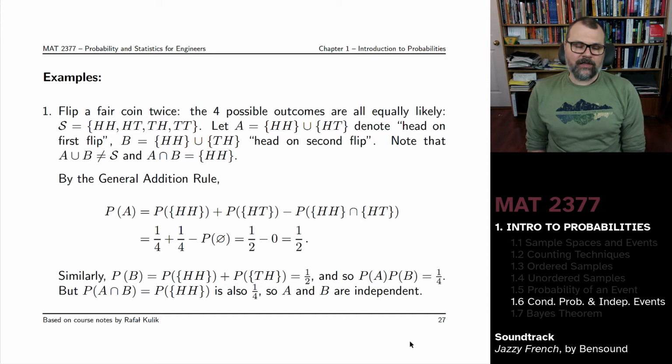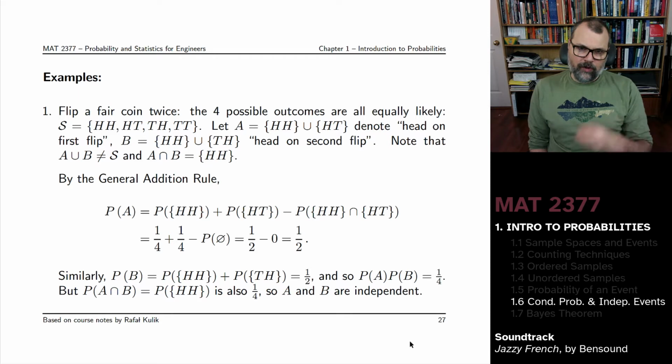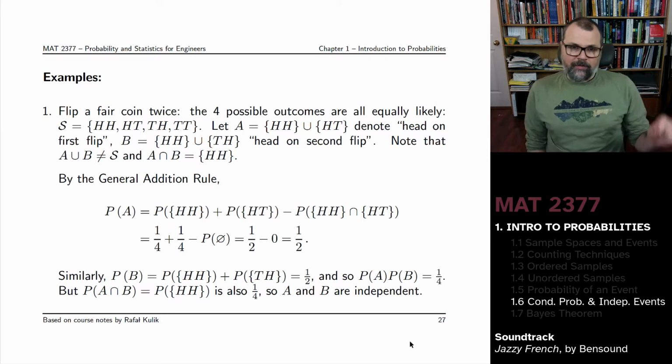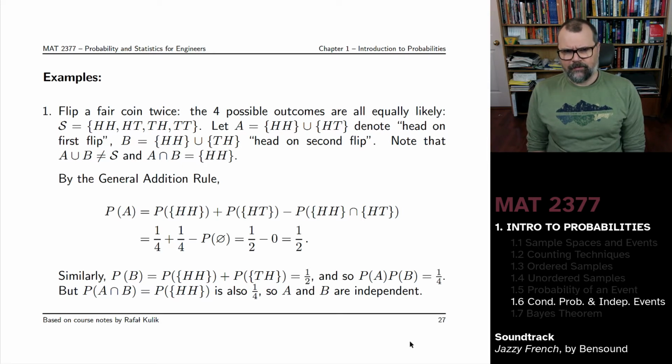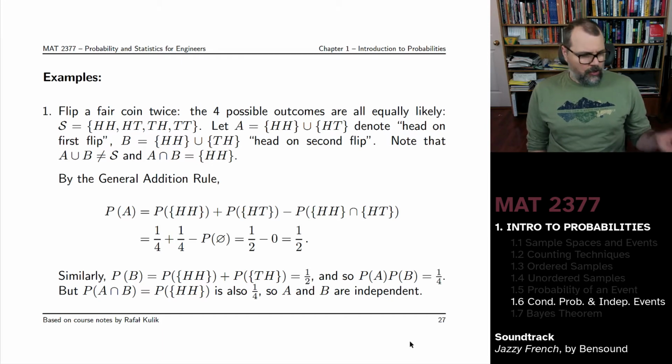Let's see if we can make sense of this with an example. So you'll take a fair coin and you'll flip it twice. That's your random experiment. You're going to record the results of flipping a coin twice. There are 4 possible outcomes. Either you get 2 heads, heads and tails, tails and heads, tails and tails. So we'll have an event A, which will consist of the outcomes where you get a head on the first flip. So either heads heads or heads tails.